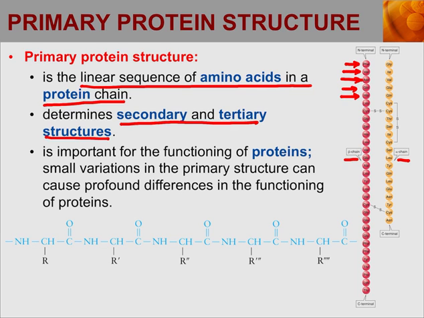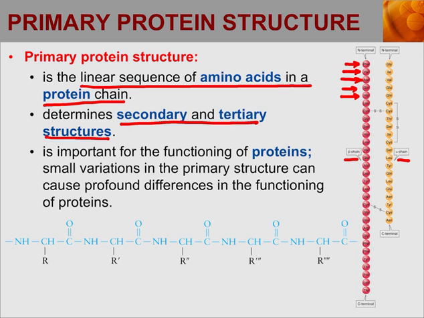And the sequence of amino acids is really important for the function of proteins. So if you have small variations in the primary structure, so in the sequence of amino acids, that can cause a lot of differences in how the protein folds and then how it functions. So having that sequence in the right order is very important.